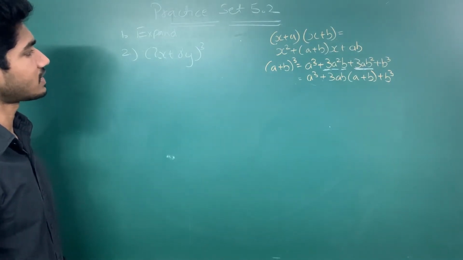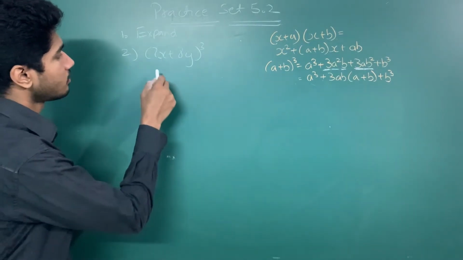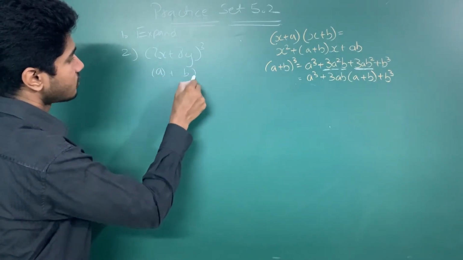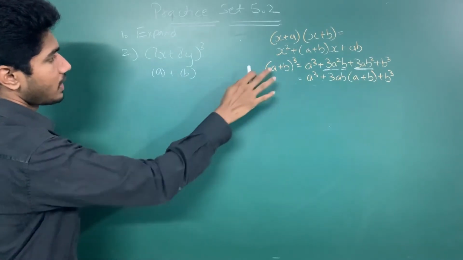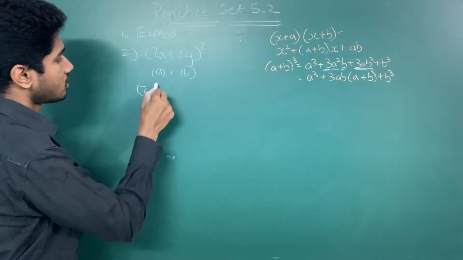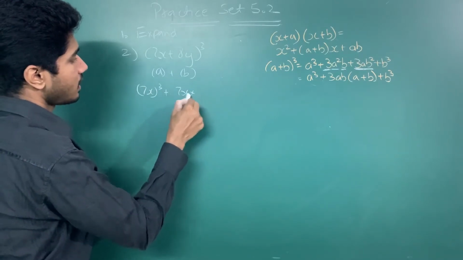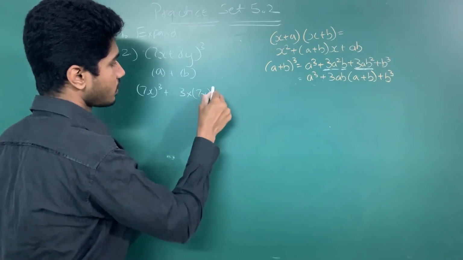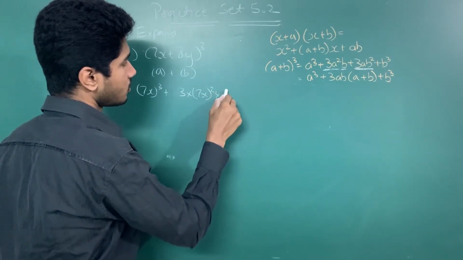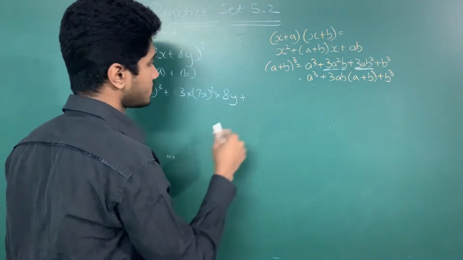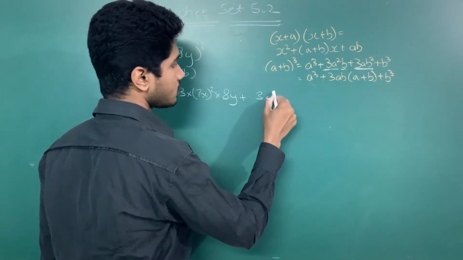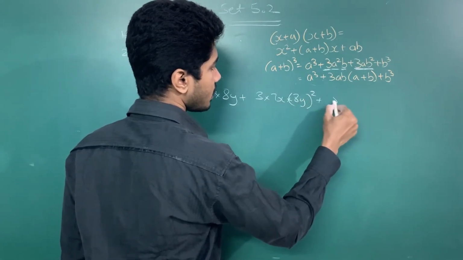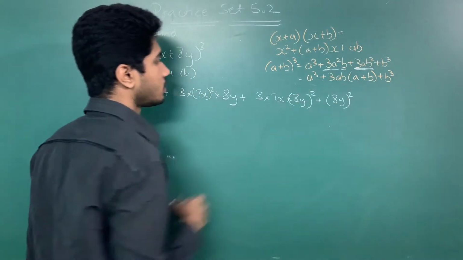Second sum, 7x plus 8y the whole cube. Now over here 7x will stand for A and 8y will stand for B. Now we'll apply this formula. We'll get 7x the whole cube plus 3 into 7x the whole square into 8y plus 3 into 7x into 8y the whole square plus 8y the whole cube.